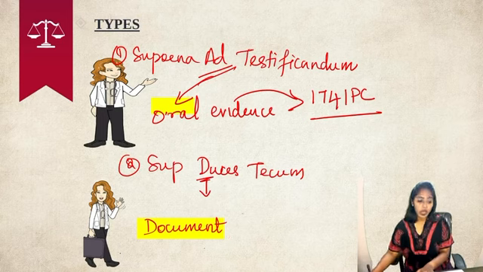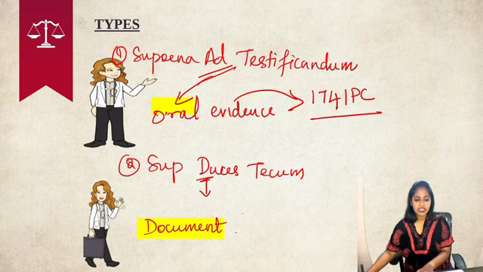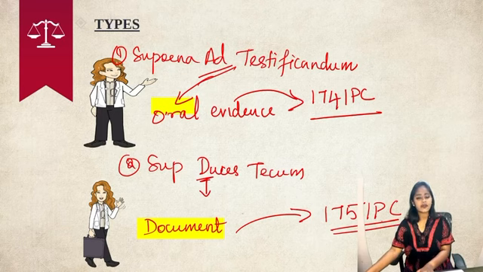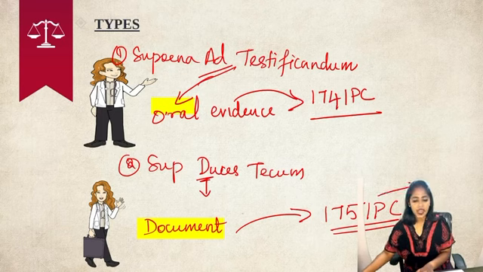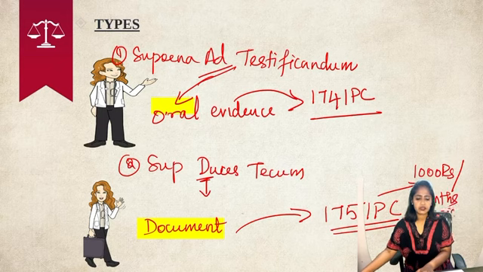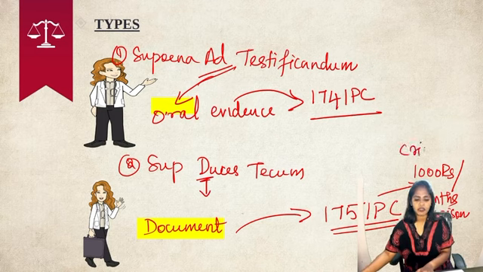Suppose if you are not giving or not willing to give your document evidence, then this is punishable under 175 IPC. Okay, 175 IPC means, you will have punishment of about 1000 rupees or 6 months imprisonment, right? So this will be pertaining to your criminal case.